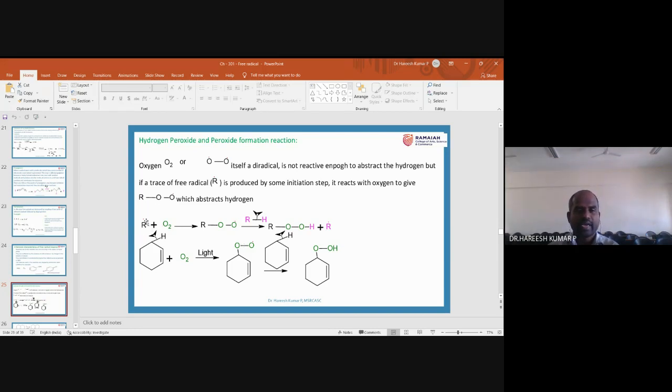Here a radical, maybe an alkyl or aryl group, when treated with oxygen, gives an alkyl or aryl peroxide. When this alkyl or aryl peroxide is treated with a hydrogen source, it abstracts the hydrogen from the hydrogen source, giving rise to alkyl hydroperoxide as the product. Of course, there will be a formation of radical. So this is a general example of how the alkyl or aryl peroxide abstracts the hydrogen.